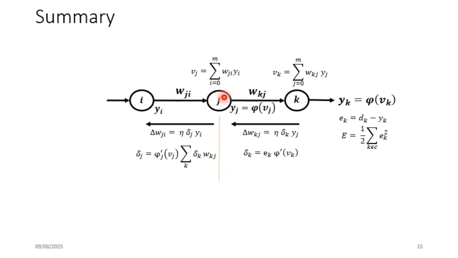We have seen that in the forward pass we computed vj, vk, and then we got yk. From here we computed the error, then we backpropagated this error, computed this error term delta k, then computed delta wkj to update wkj, and after getting this value we can use it to update delta wji using this delta j, right, and so on.